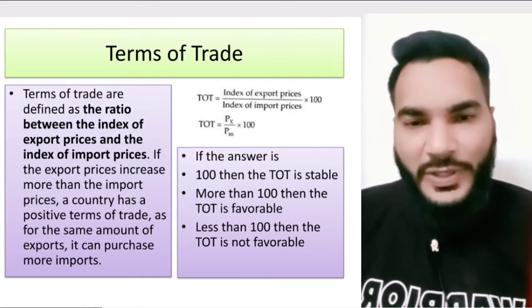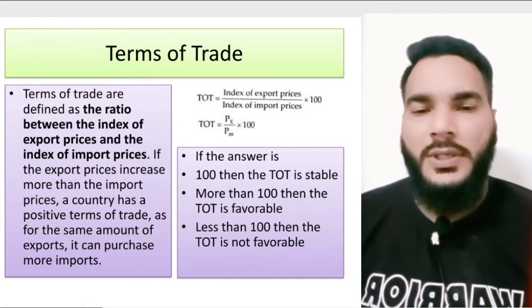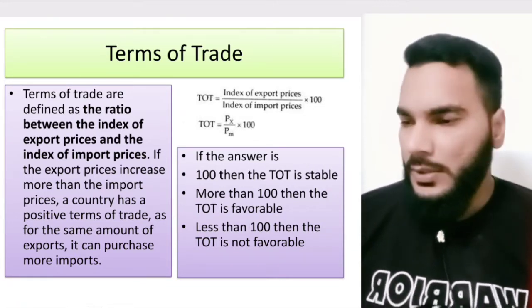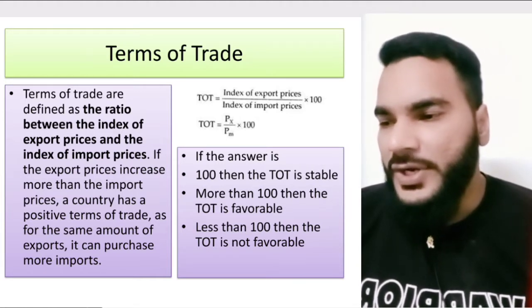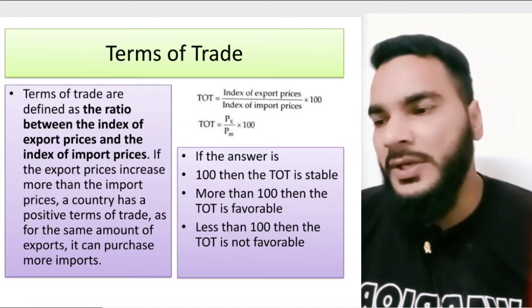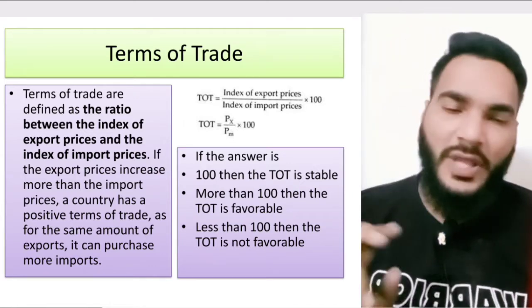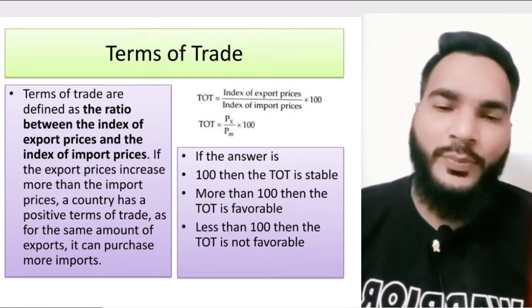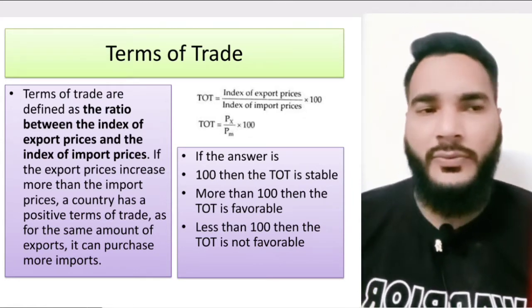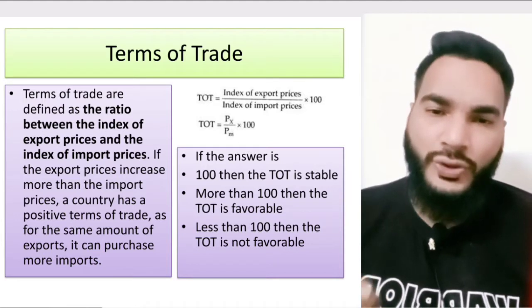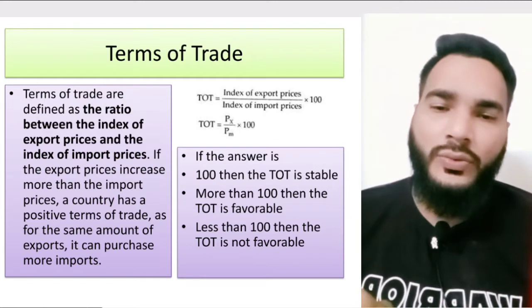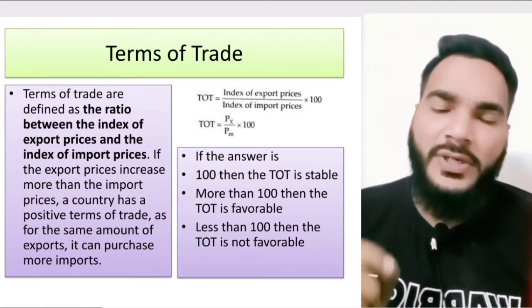Terms of trade. So basically, let me help you with the definition or the concept of how terms of trade works. Let us read. Terms of trade are defined as a ratio between the index of export prices and index of import prices. So there is a comparison between export and import prices. There is one formula, and when we use that formula, we get an actual number, and that number shows how the trade of our country is going on.